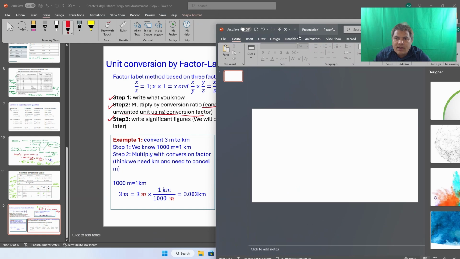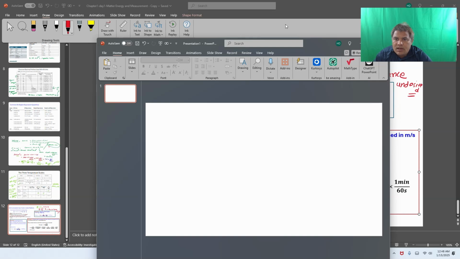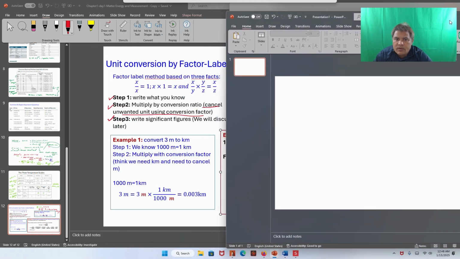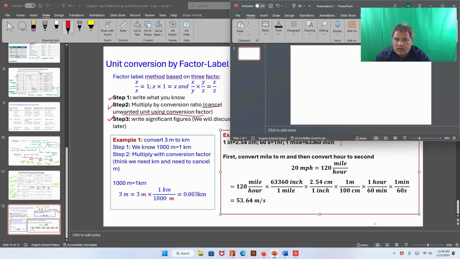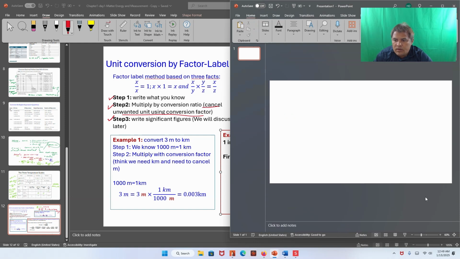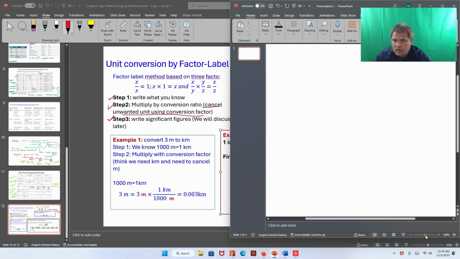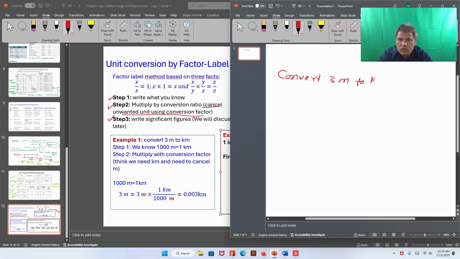Okay, side by side, I'm putting this here, the little window, if you see that. Let me do that, so let's go to the example. Okay, so now let's see. Example first: convert 3 meter to kilometer.